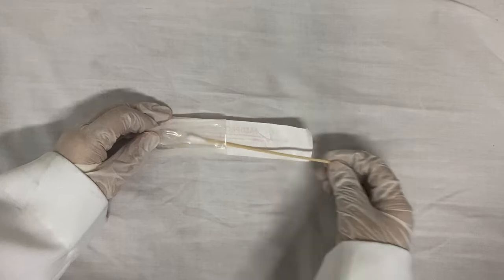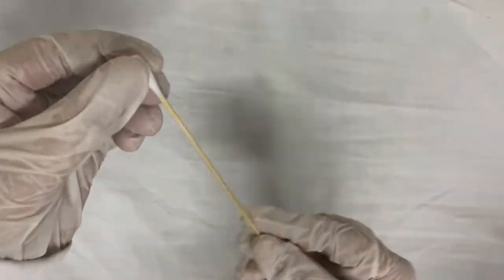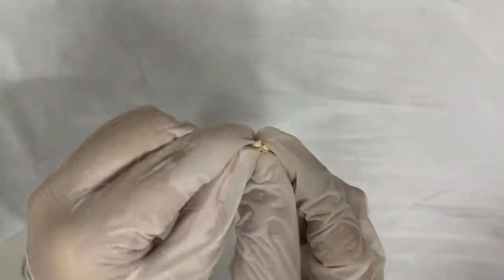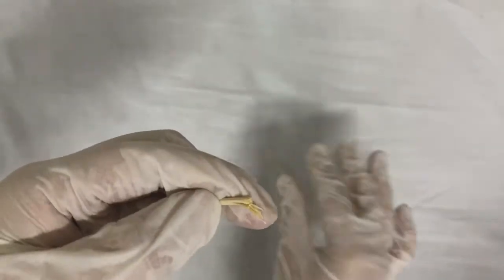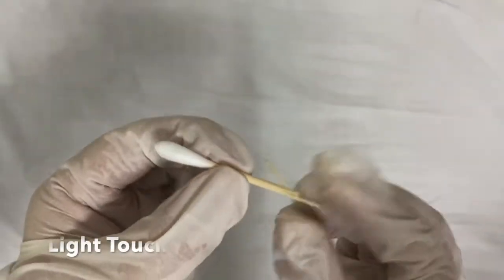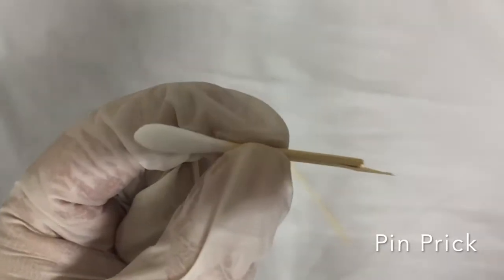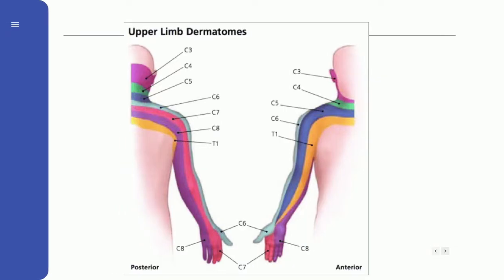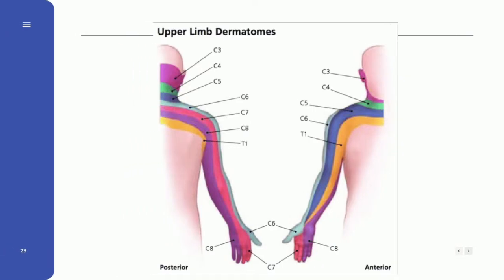Using a cotton pledget with a sharp tip, we can easily test both of these sensations with one tool. The cotton tip is for testing light touch, while the sharp end is for pinprick. The following are the areas where we can test these levels.